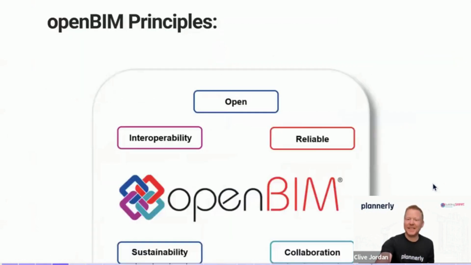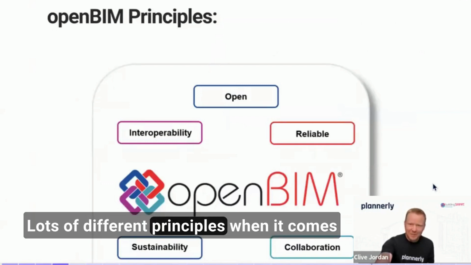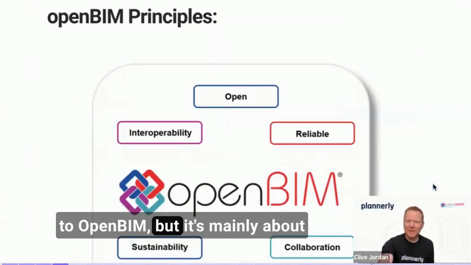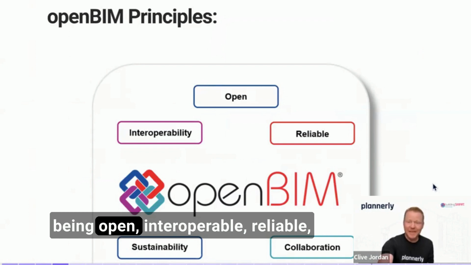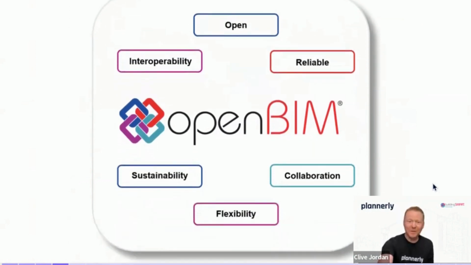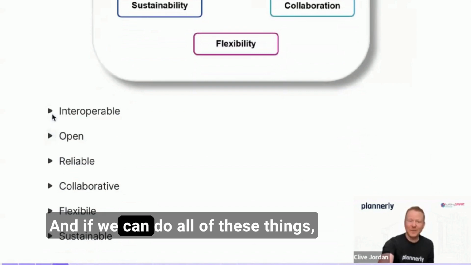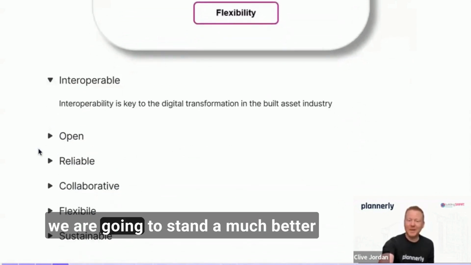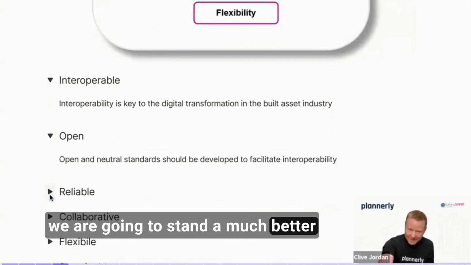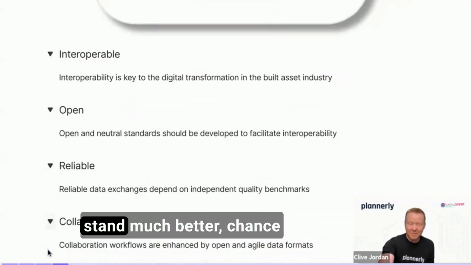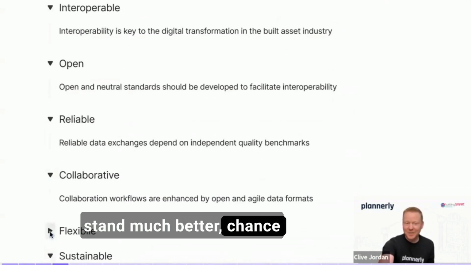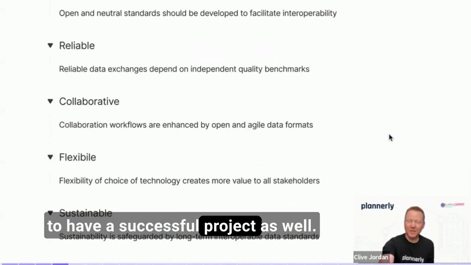Lots of different principles when it comes to openBIM, but it's mainly about being open, interoperable, reliable, collaborative, sustainable, and flexible. And if we can do all of these things, we are going to stand a much better chance to have a successful project as well.